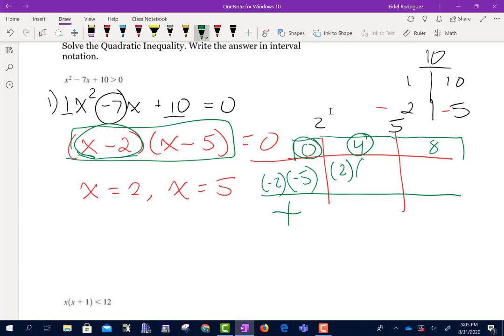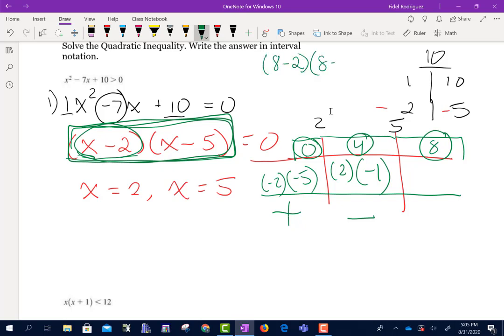Okay. Now I'm going to do the same thing. I'm going to plug in the number 4. So I'm going to come back to this thing right here. So I know 4 minus 2 is 2. 4 minus 5 is negative 1. Would this number be positive or negative? 2 times negative 1, that would be a negative, right?